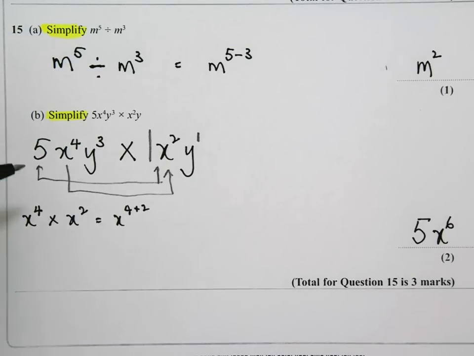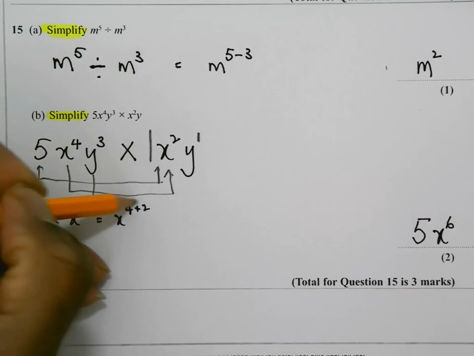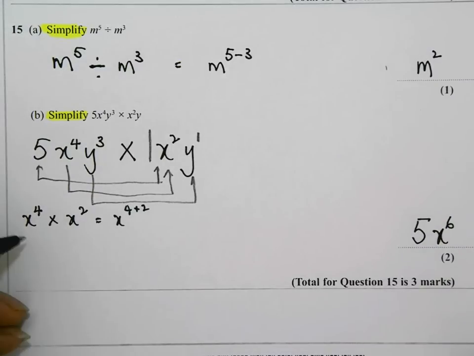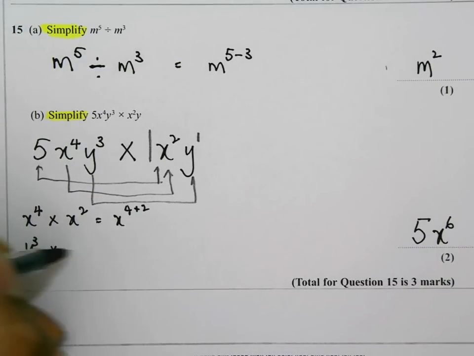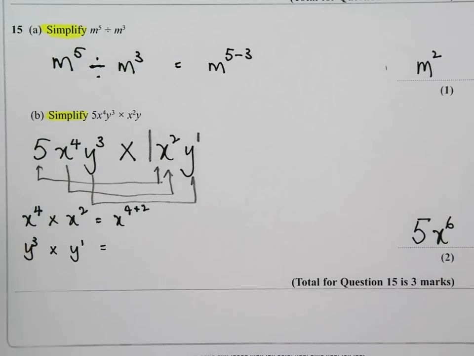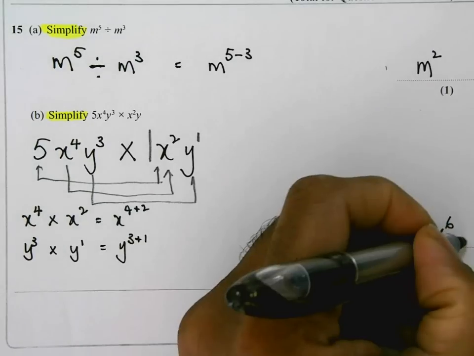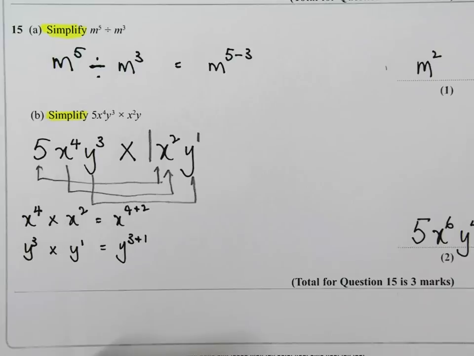I'm going to do the same thing to the y's. Y to the power of 3 times y to the power of 1. That's going to be altogether y to the power of 3 plus 1. That's y to the power of 4. Okay, if I just shuffle that around so you can see the full answer.